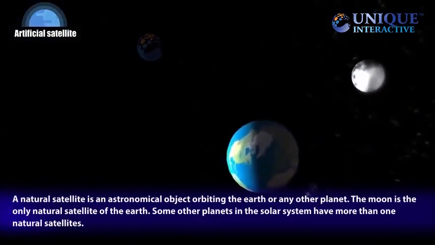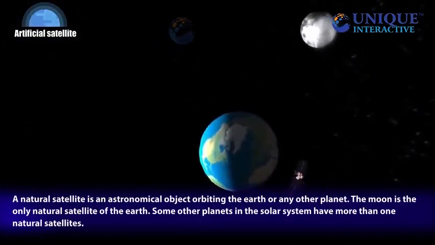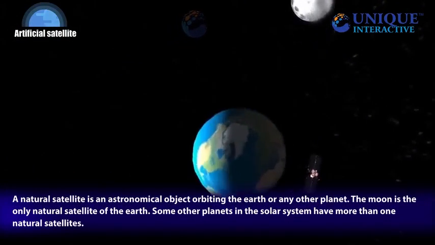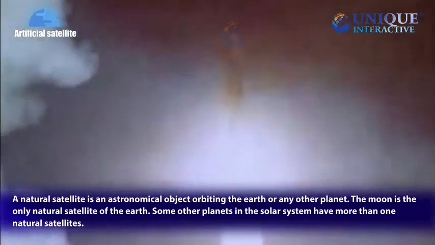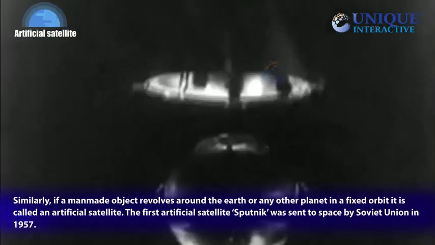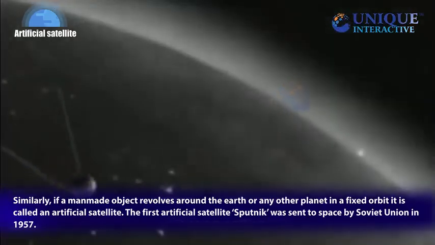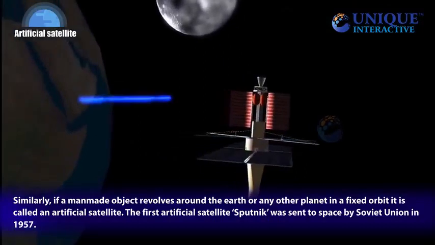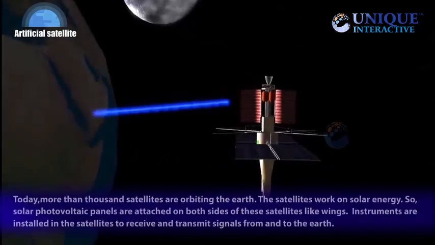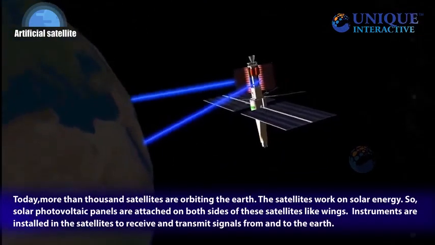A natural satellite is an astronomical object orbiting the Earth or any other planet. The Moon is the only natural satellite of the Earth. Some other planets in the solar system have more than one natural satellite. Similarly, if a man-made object revolves around the Earth or any other planet in a fixed orbit, it is called an artificial satellite. The first artificial satellite, Sputnik, was sent to space by the Soviet Union in 1957. Today, more than 1,000 satellites are orbiting the Earth.